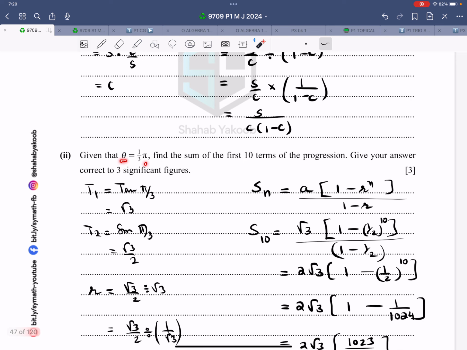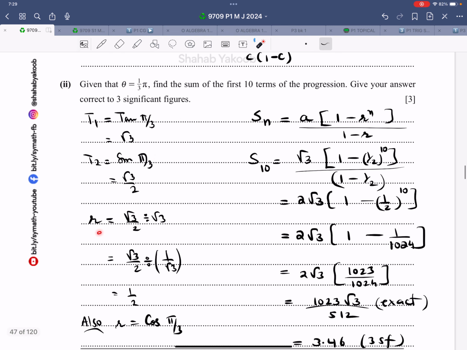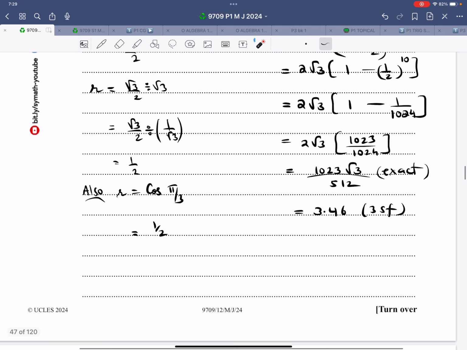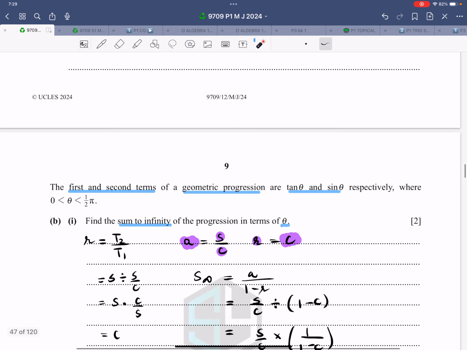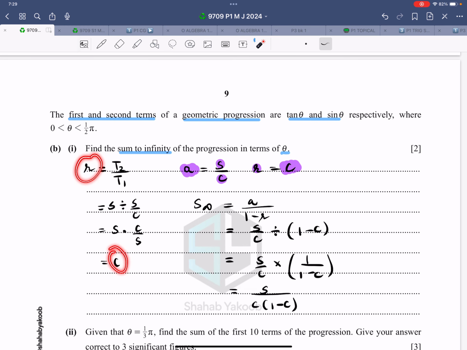Given that theta is pi by 3, find the sum of the first 10 terms of the progression. Give your answer correct to 3SF. So now the theta value is pi by 3, tangent of pi by 3 is root 3, again working in the exact form. T2, sine of pi by 3, that's root 3 over 2. R, root 3 over 2 divided by root 3, that comes out to be 1 over 2. Also remember from the first part, R is cosine. So there it is, R is equal to cosine.